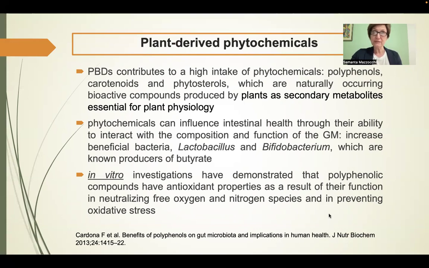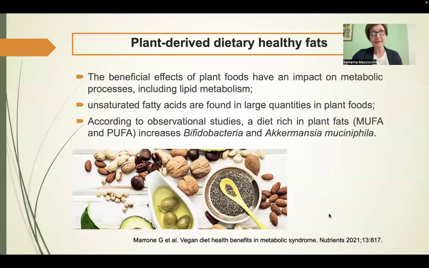In vitro studies have demonstrated that polyphenolic compounds have antioxidant properties as a result of their function in neutralizing free oxygen and nitrogen species and in preventing oxidative stress. The beneficial effects of plant food have an impact on metabolic processes, including lipid metabolism. Unsaturated fatty acids are found in large quantities in plant food. According to observational studies, a diet rich in plant fats increased bifidobacteria and Akkermansia muciniphila.